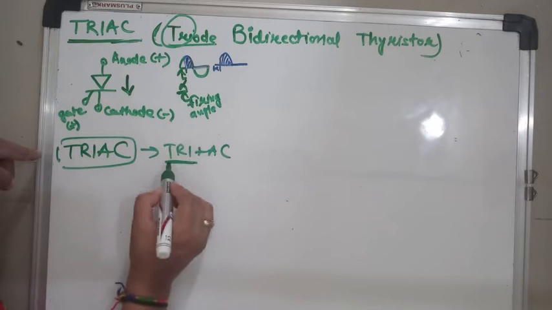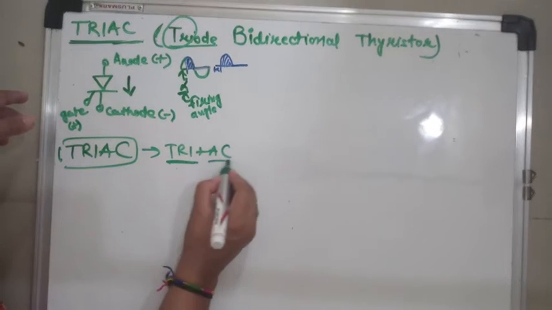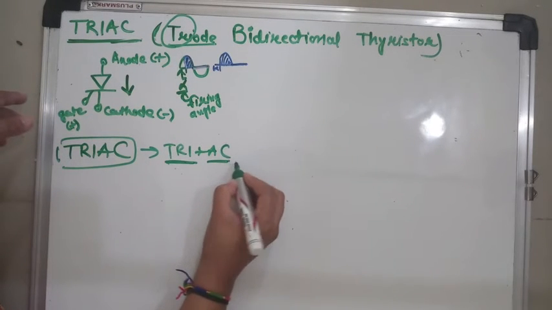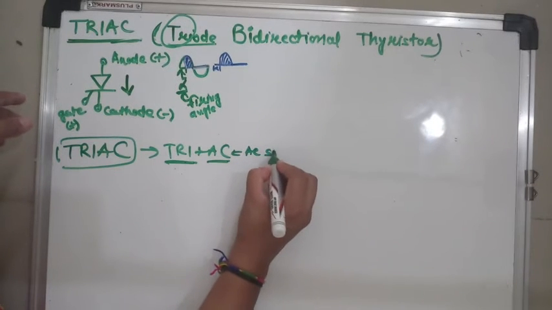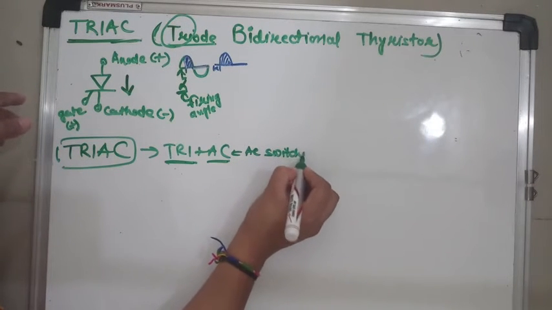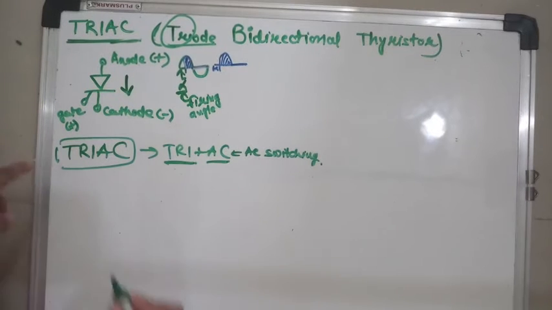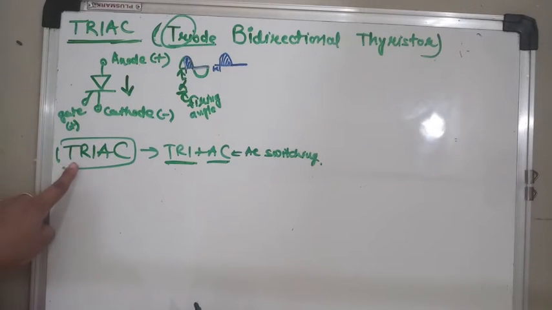So tri means having three terminals, and AC means it can be used as an AC switch, or to control the AC load. So the name is given: triac.